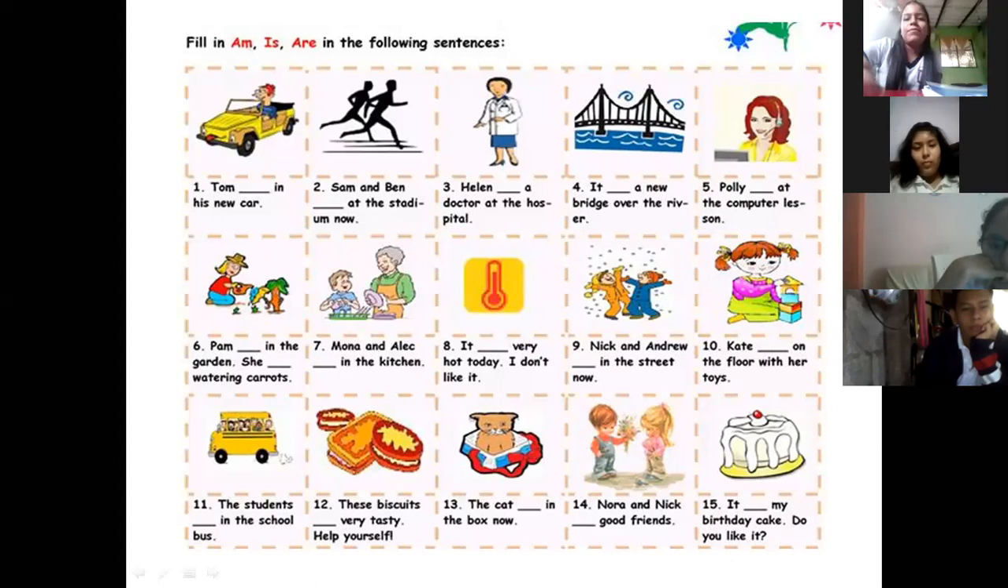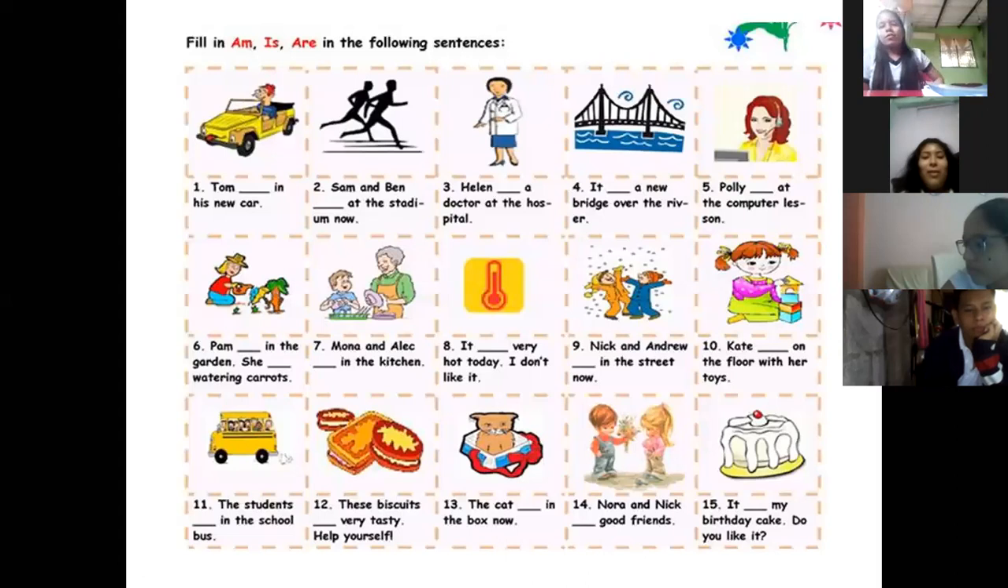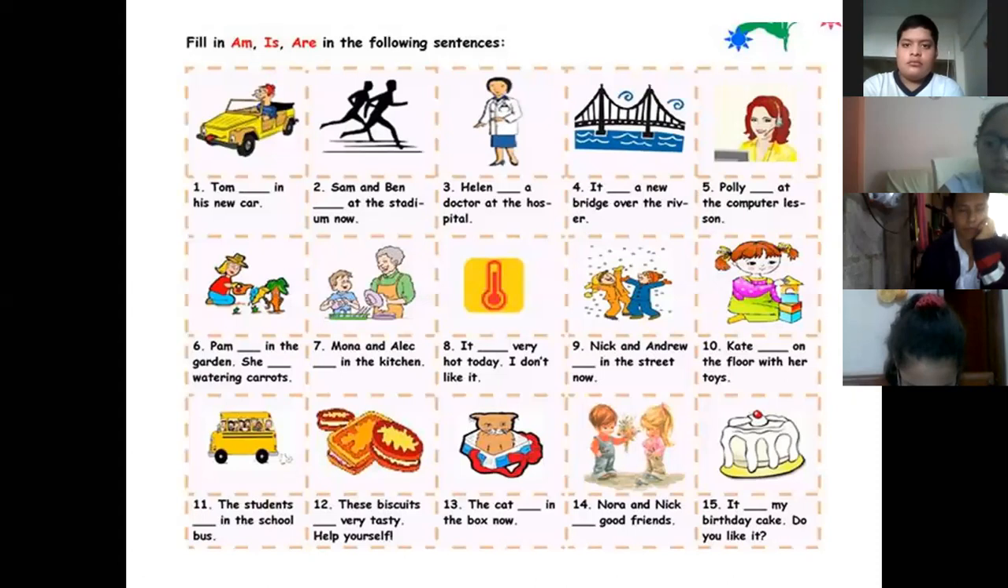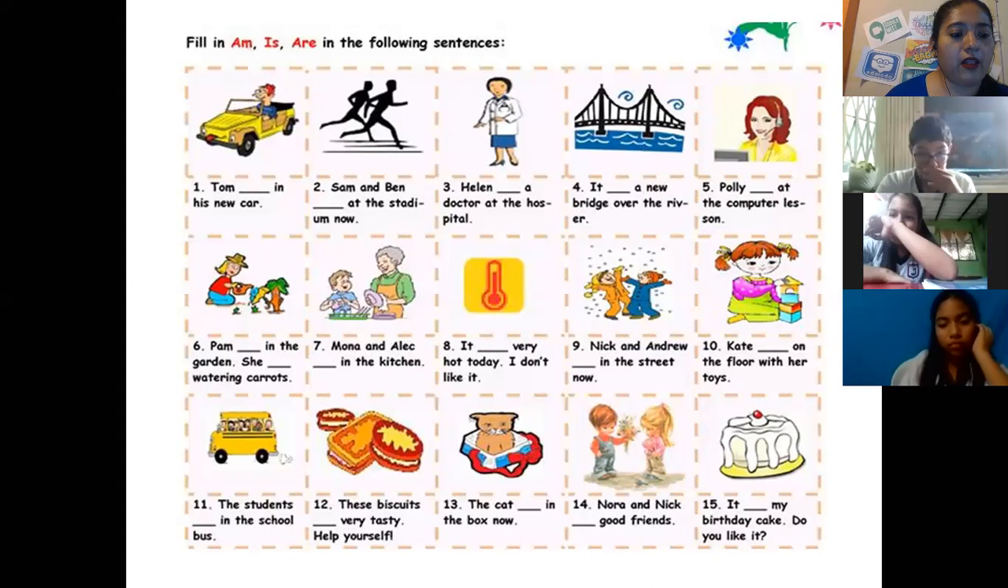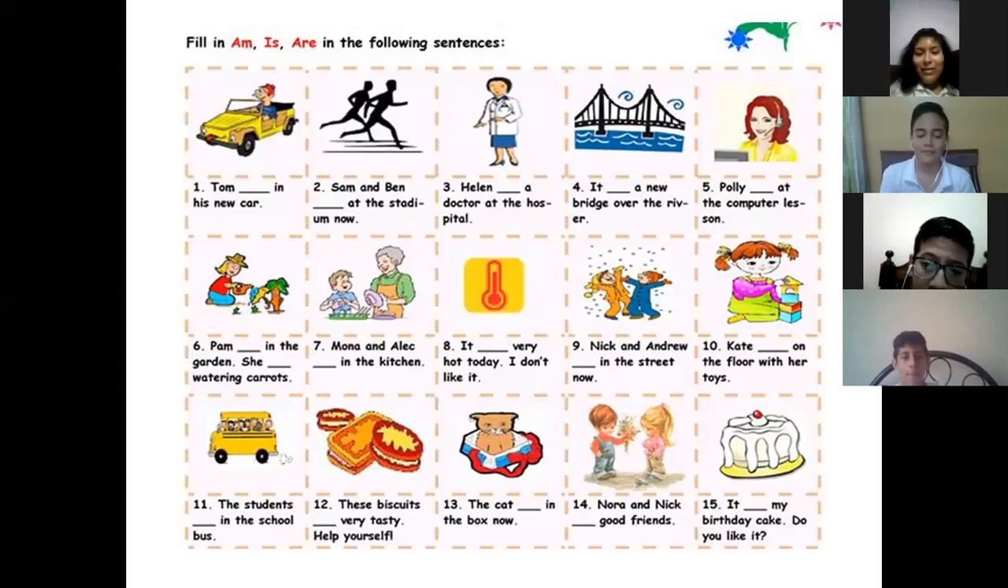Now, Valeria Fajardo. Number 11. Okay, number 11. Hello, Valeria. ¿Sí me escucha? Yes, I listen to you. The students are in a school bus. Very good. The students are in the school bus. Very good. Thank you.